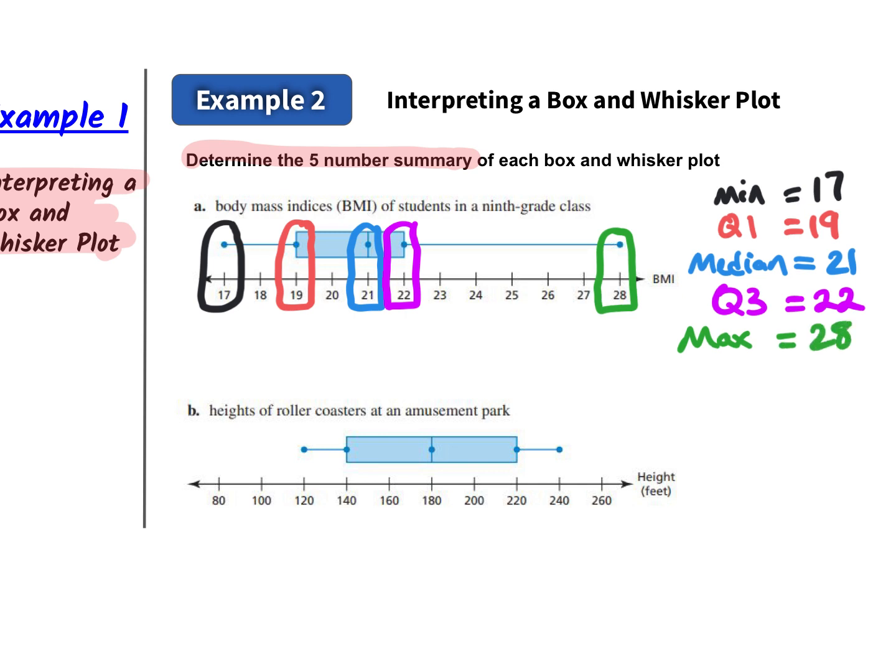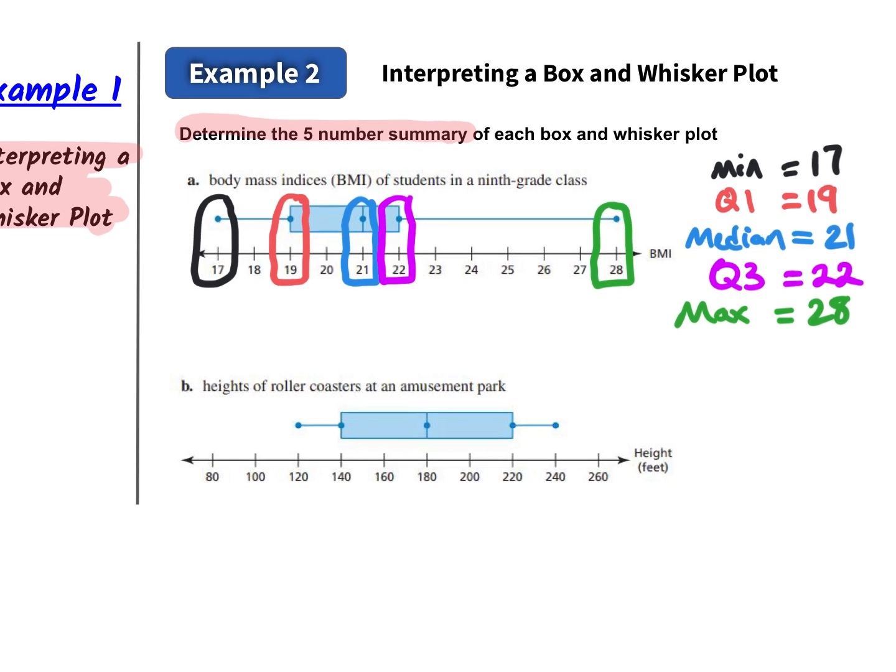Hopefully finding the 5-number summary from a box and whisker plot doesn't seem too intimidating just yet. So I hope you can see that it's super obvious to see all of the 5-number summary from a box and whisker plot. I hope you can try this one on your own. You can get ahead of me if you'd like.